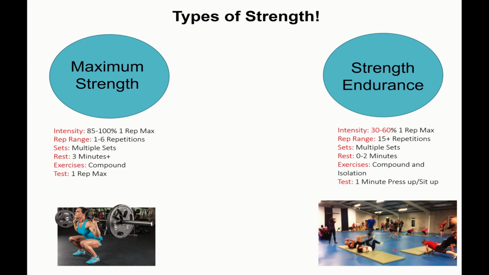Okay, so if we've got maximal strength at one side of the continuum and then we've got strength endurance at the other side, what resides in the middle? Now we have got other types of strength, and these are known as static strength or ballistic strength or explosive strength. But in terms of identifying these for your level 2 examination, it goes slightly beyond the scope of that.